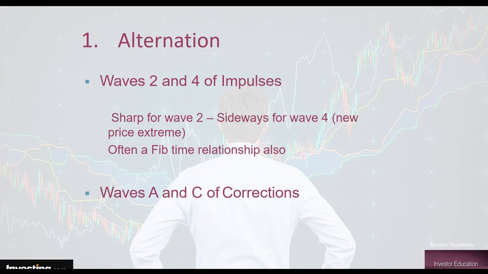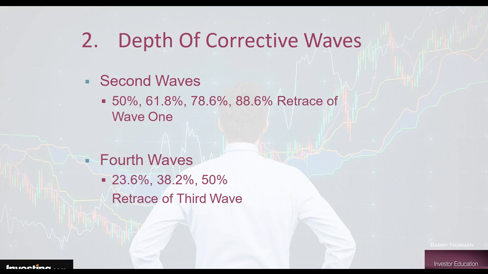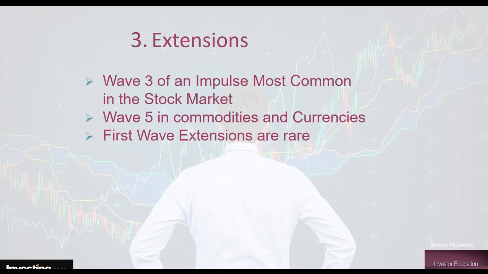Now remember, under alternation, and we're going to go over these real quickly. Alternation, waves 2 and 4 of an impulse: a sharp wave 2, sideways for wave 4. Now, wave A and C corrections. Okay. Now, depth of correction waves. Second waves will tie in with the Fibonacci, matching at 50, 61.8, 78.6, or 88.6 retracement.